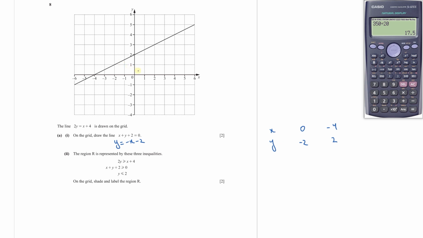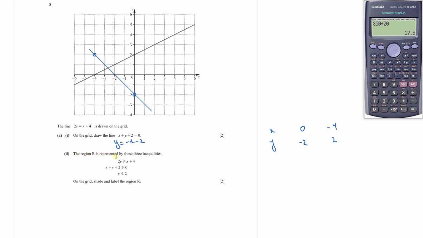So 0 and minus 2 is this point here, and then minus 4 and 2 is this point here. If we connect these 2 points, we will get the line for this equation. So let's draw a straight line through these 2 points. So this will be your line for the equation x plus y plus 2 equals 0.